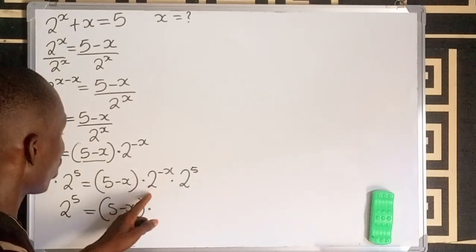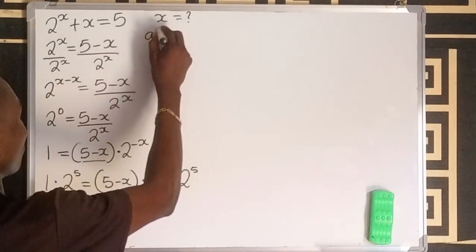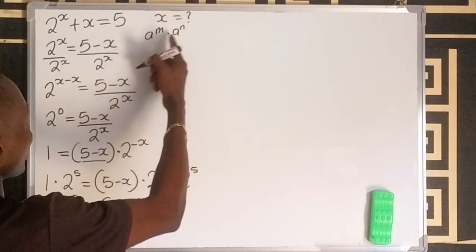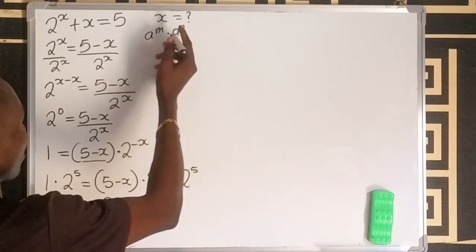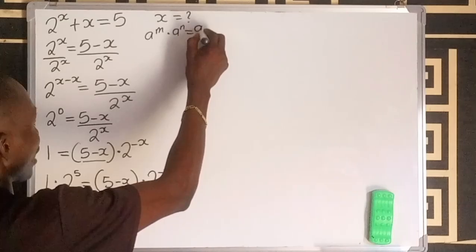Now from here, remember one of the properties of indices that says that if you have a to the power of m multiplied by a to the power of n, this law states that if the bases are the same, and the relationship between them is a multiplication sign, take a single base and add the what?